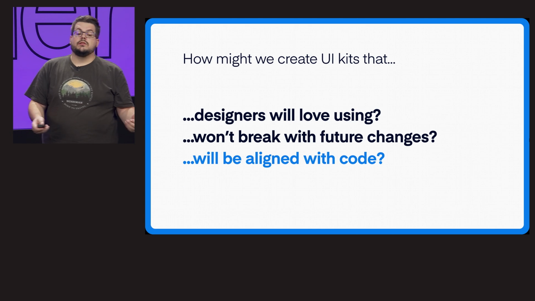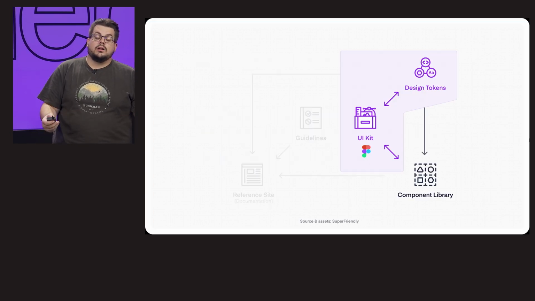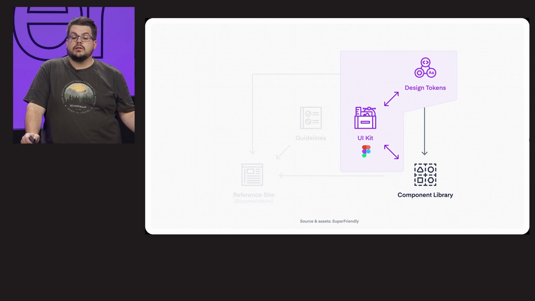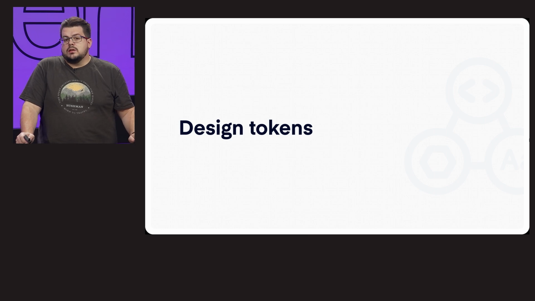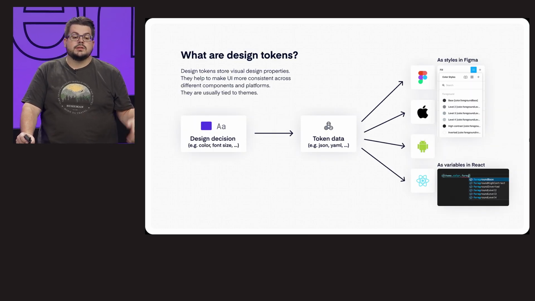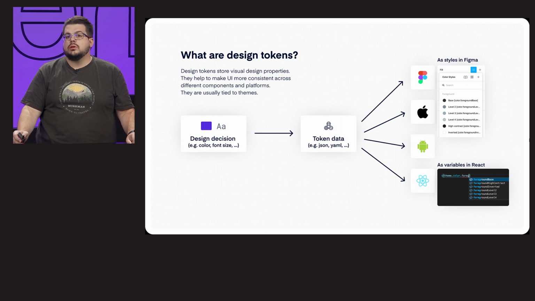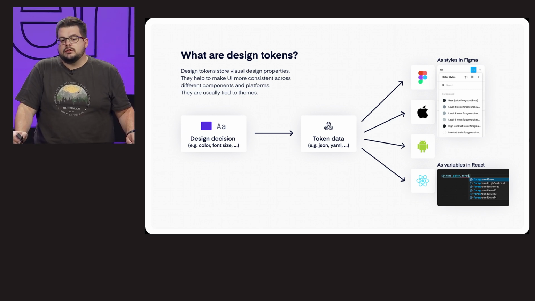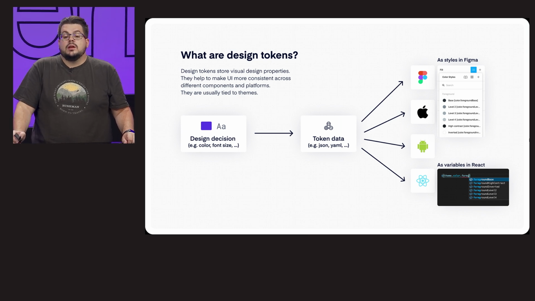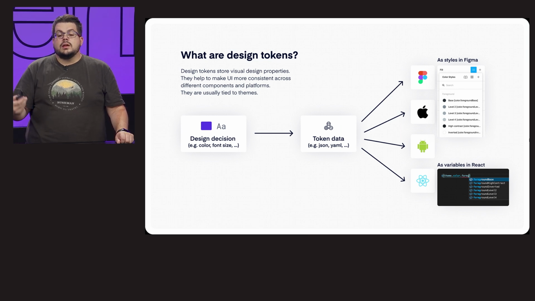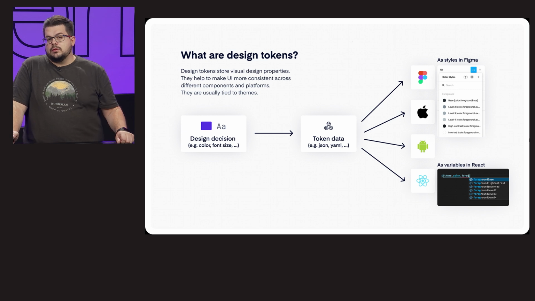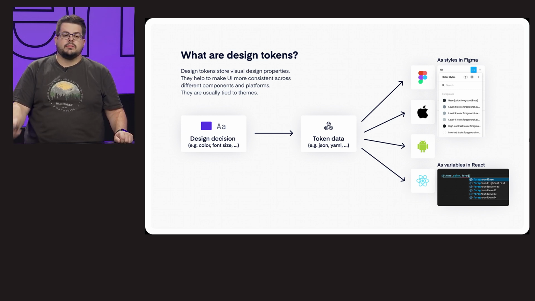How might we create UI kits that will be aligned with code? If you remember, I talked about UI kit in Figma and design tokens and the connections between them. Let's start with design tokens. If you are not aware of the term, design tokens are basically design decisions stored in some token data, and then these decisions can be converted to different tooling, to different technologies like React and so on. In Figma, design tokens are represented as color styles, typography styles, and so on. In React, they are variables, for example.